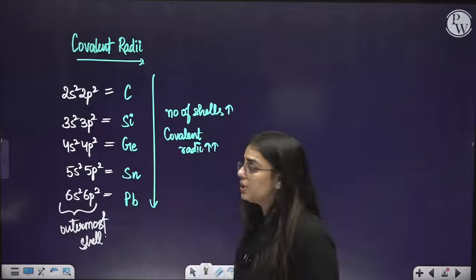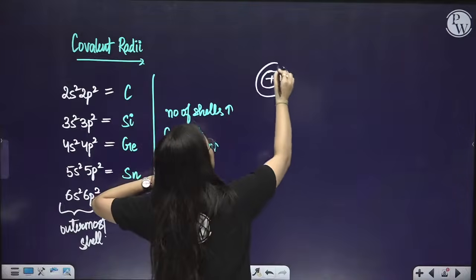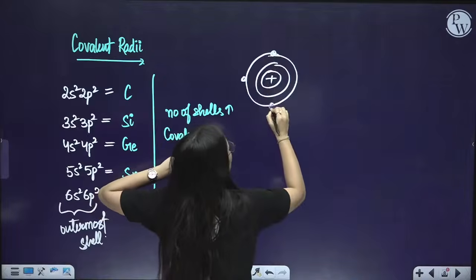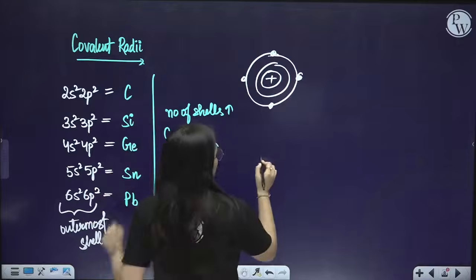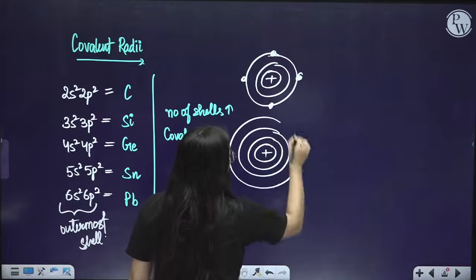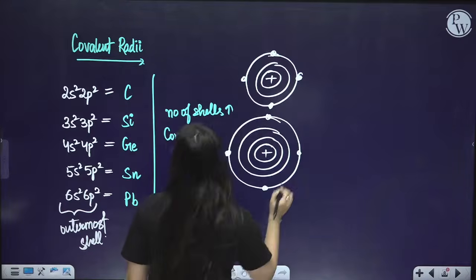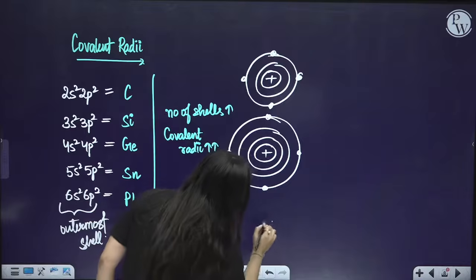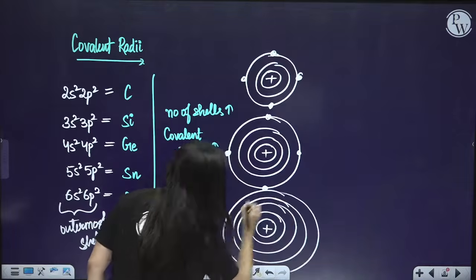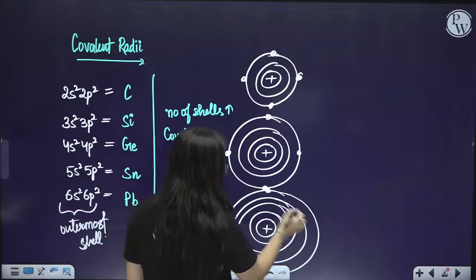So if I start with the very first that we have, this one. This is basically the nucleus. This is your first shell. This is your second shell. The second shell contains 4 electrons. Let's talk about silicon. This is your nucleus, first shell, second shell, and then comes the third shell. Now the third shell contains how many electrons, ma'am? 4 electrons. Let's talk about germanium. This is first shell, second shell, third shell, and then the fourth shell. Yeah, so it contains again 4 electrons in the outermost shell.